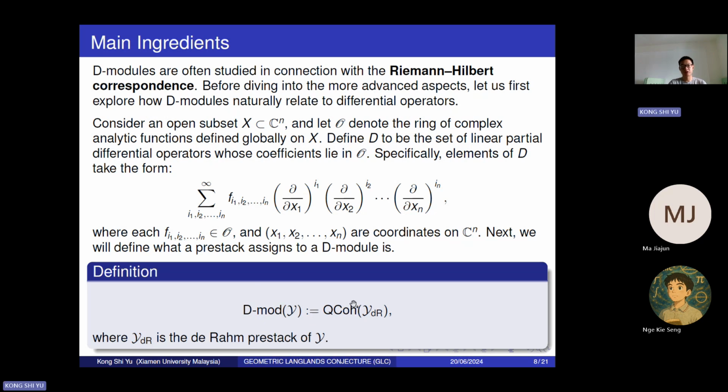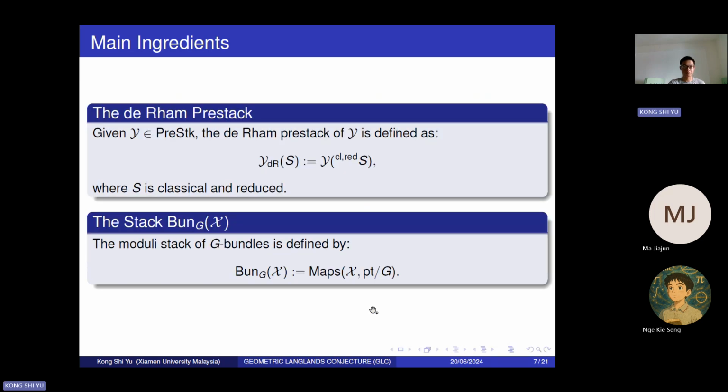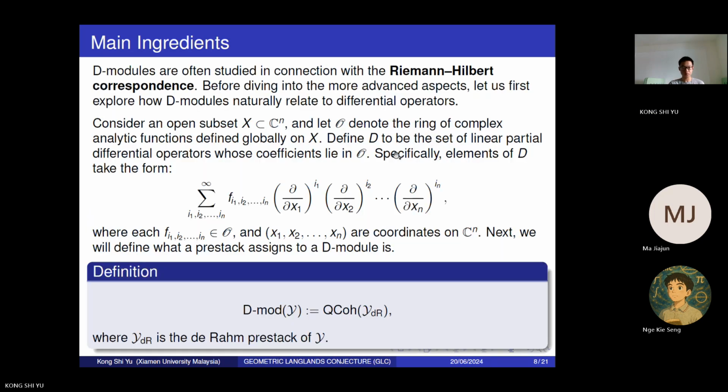So how is it defined in our GLC context? When we're trying to assign a prestack a D-module, it's defined as the quasi-coherent sheaves on the de Rham prestack. This is how they define it, but there's actually a lot of quite technical work behind it.